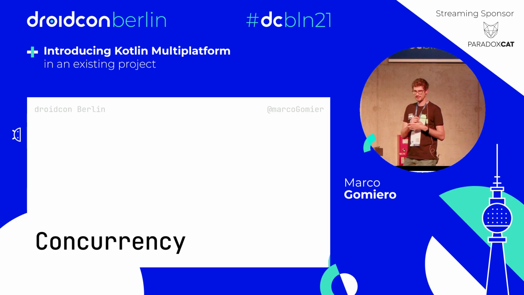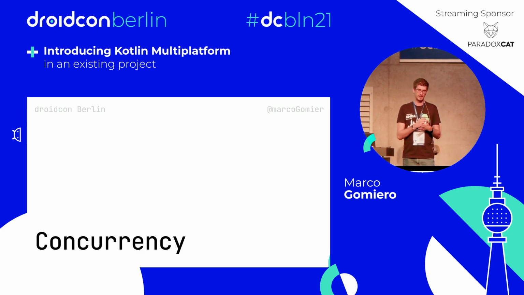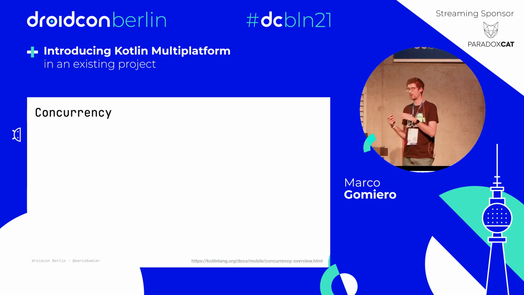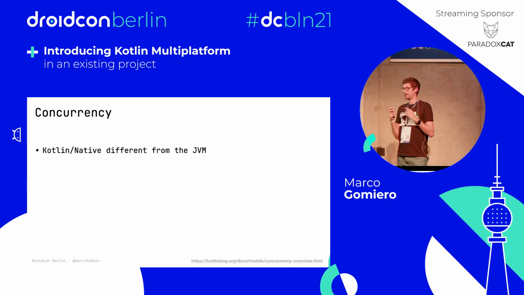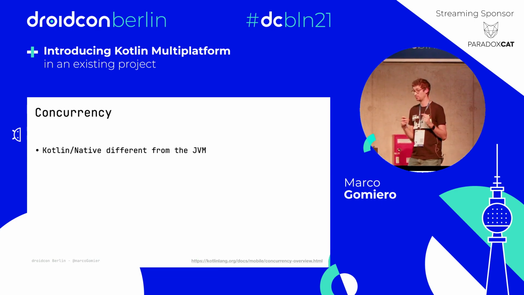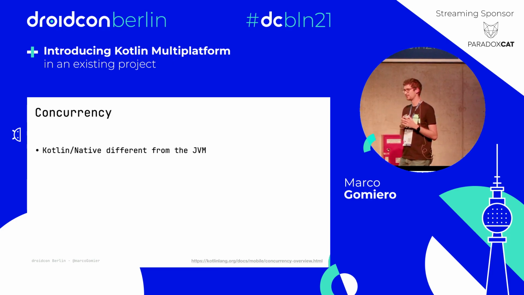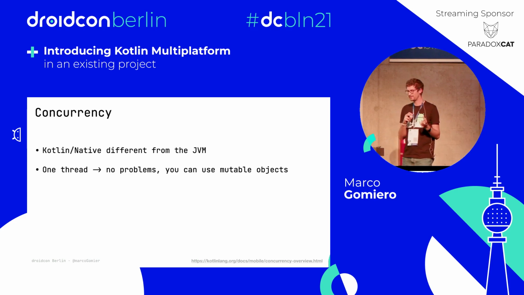Another thing that we have to have in mind when starting a new Kotlin Multiplatform thing is concurrency, because the memory model on Kotlin Multiplatform, or more specifically on Kotlin Native, is different from the JVM. In the JVM, we basically don't care so much about stuff, and we can do what we want. We can move stuff between threads and stuff like that.